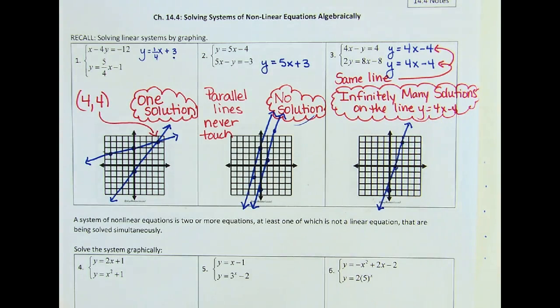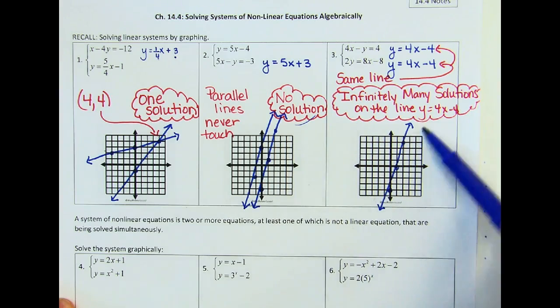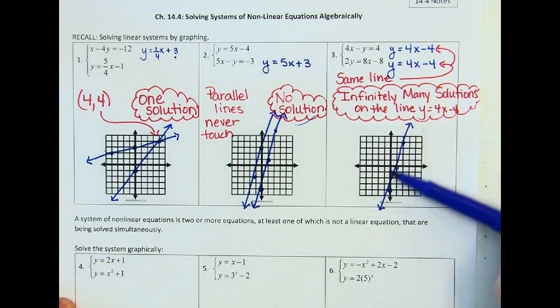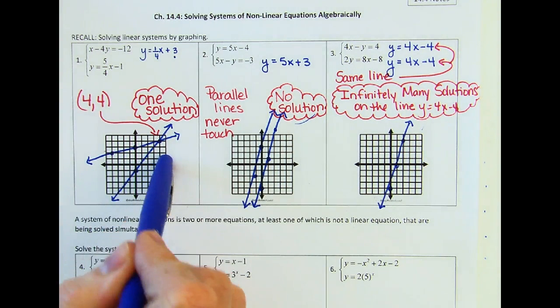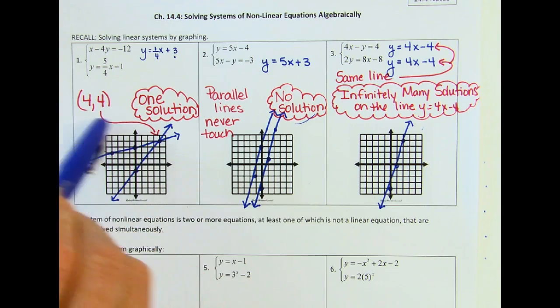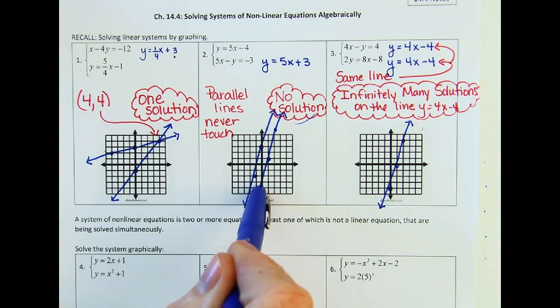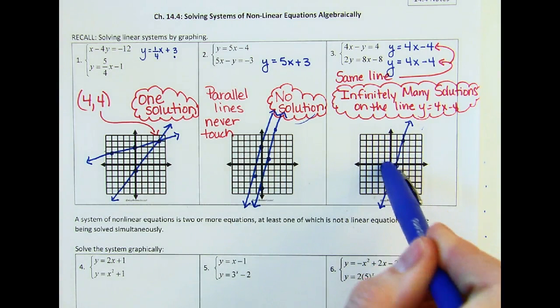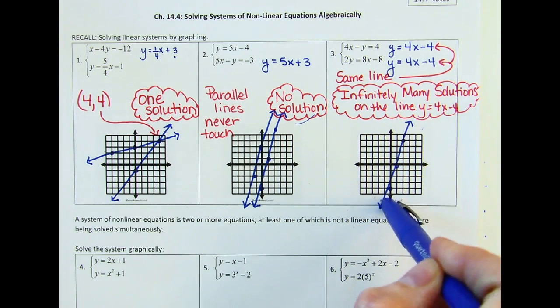Remember, I do not want you to say all real numbers. All real numbers means everything on that graph. This is many, many, many solutions on this one line. So, recap, when solving linear systems, three situations can occur. One solution is one intersection point. Label it. Parallel lines are no solution. They never touch. Here, when it is the same line, it's infinitely many solutions on that line.